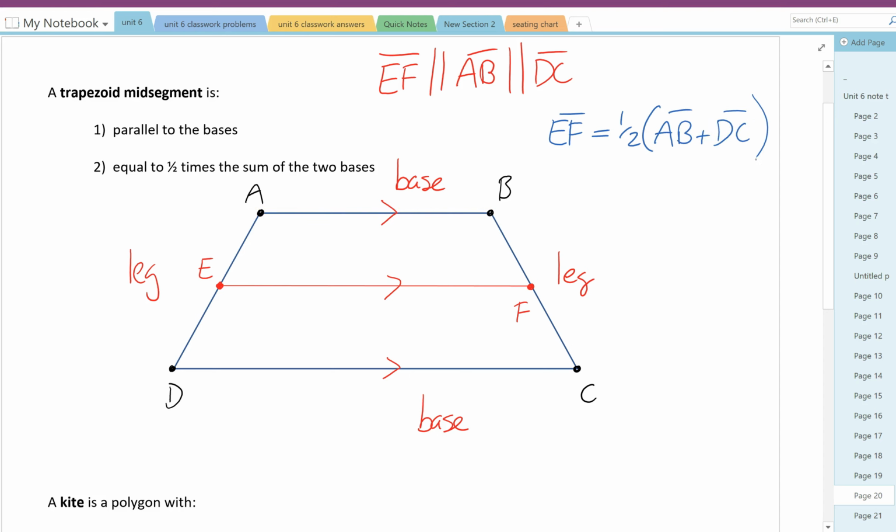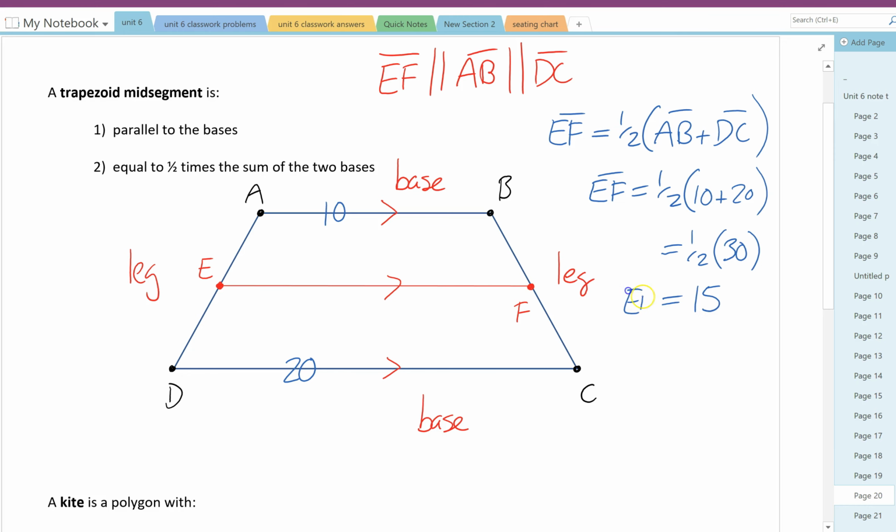All right, so let's say I knew that AB was 10 units long and I knew that DC was 20 units long. And I want to know how long EF is. Here's how I'd figure that out. EF is half as long as AB, which is 10, plus DC, which is 20. So 10 plus 20 is 30, and half of 30, or 0.5 times 30, is going to be 15.